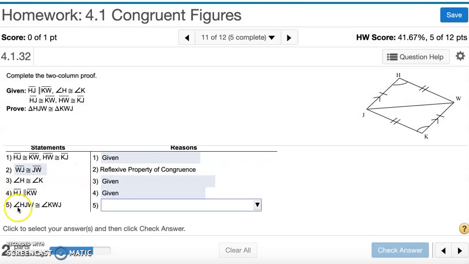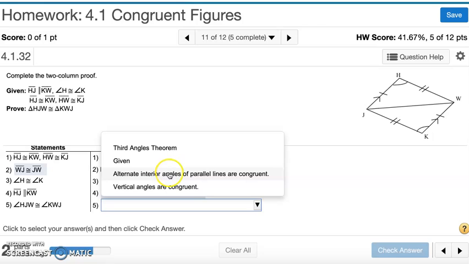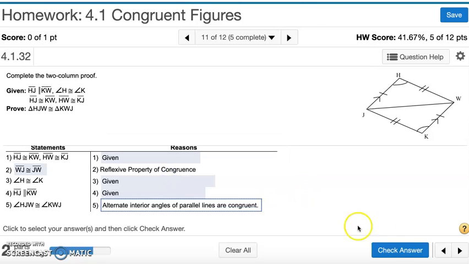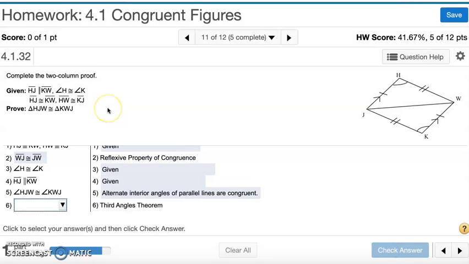And then angle HJW is congruent to angle KWJ. So that's HJW and KWJ. Those 2 angles are alternating interior angles. So alternate interior angles of parallel lines are congruent. Third angles theorem is going to say that if 2 out of 3 angles are congruent, then the third angles will have to be congruent to each other.